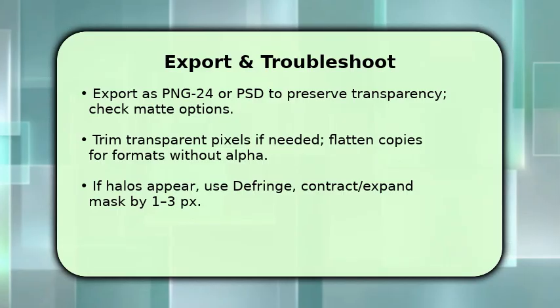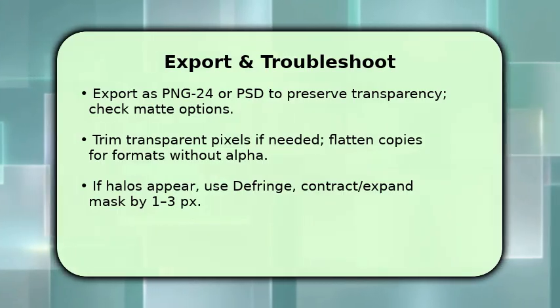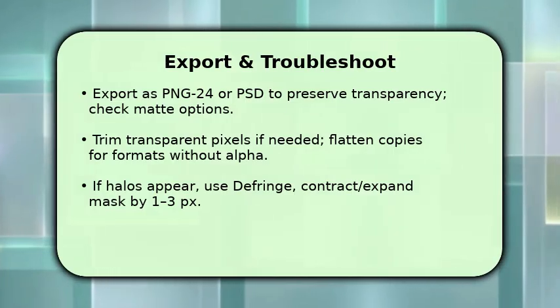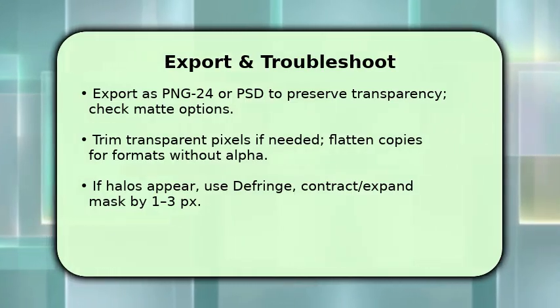If you run into halos or fringe around edges, use layer matting to fringe or adjust the mask by contracting or expanding it by 1 to 3 pixels, and then retouch with a soft brush.